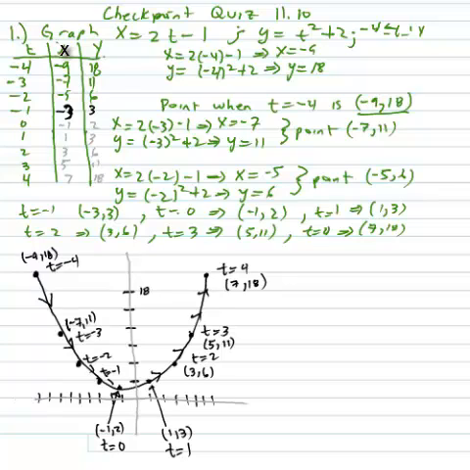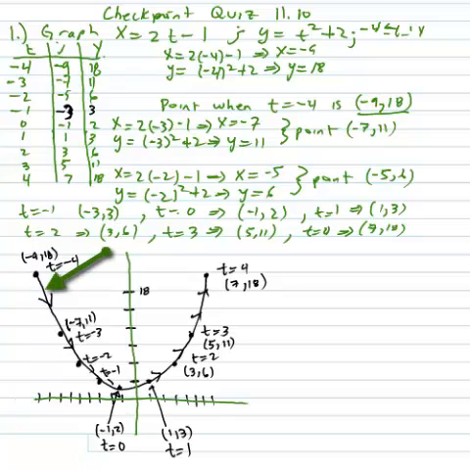Let's fill in that table of values. At 0, (negative 1, 2). At 1, we have (1, 3). At 2, (3, 6). At 3, (5, 11). And at 4, (7, 18). The next step would be to make your coordinate system.